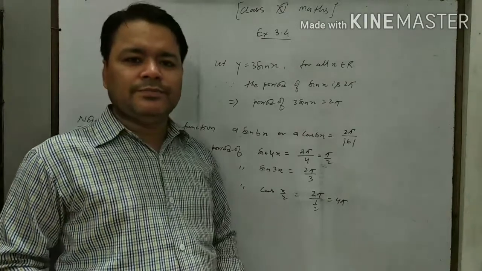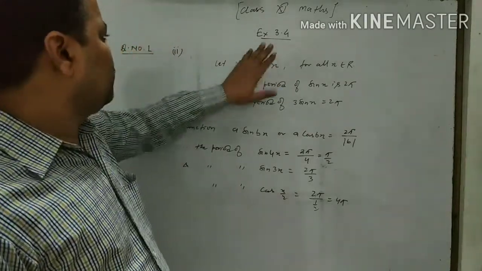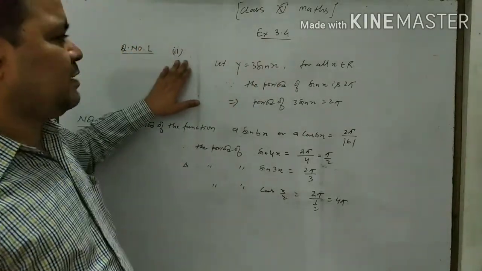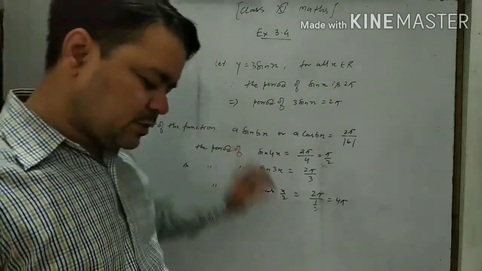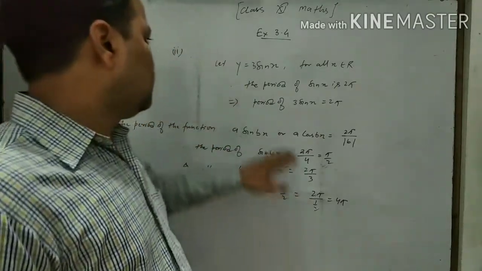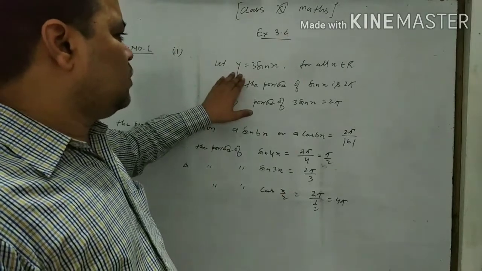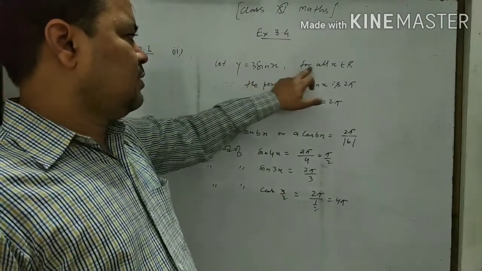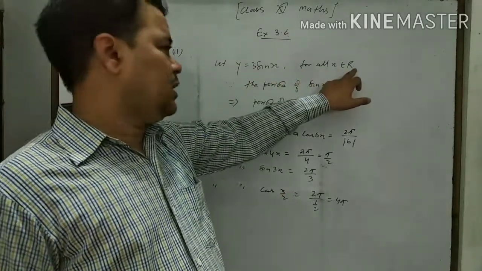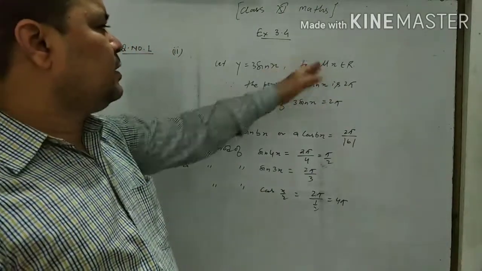Here let us see exercise 3.4, question number 1, second part. The question is, draw the graph of the following function: y is equal to 3 sin x for all x belongs to R, means for all real numbers.